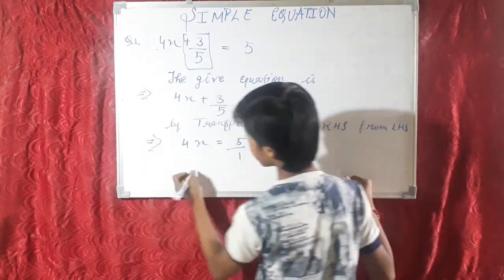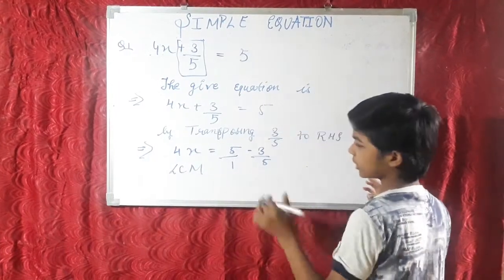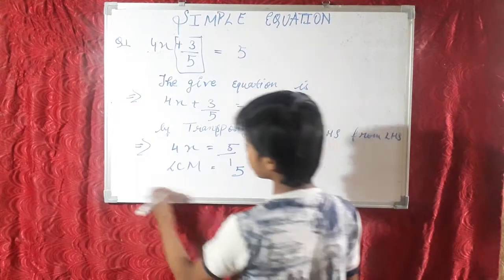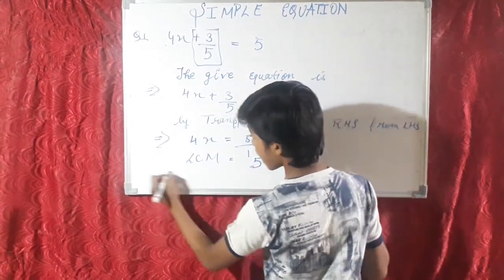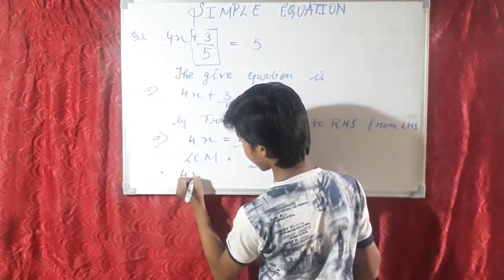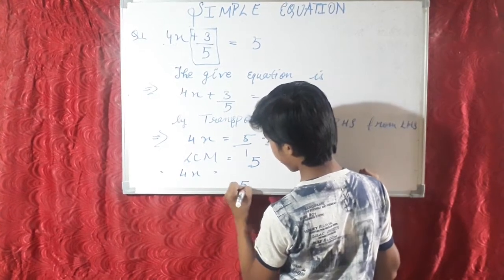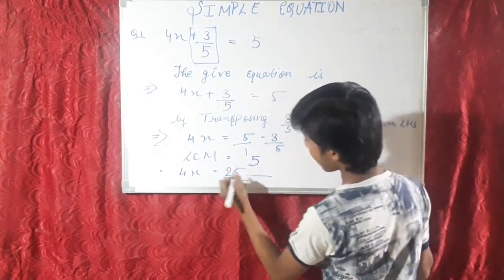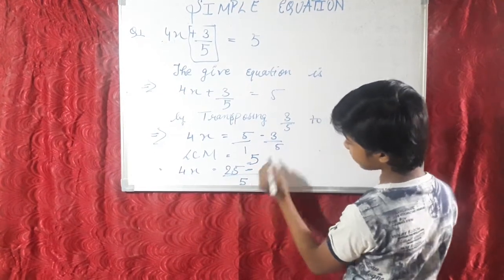And now we have to find the LCM. 5 is your LCM. LCM is equal to 5. We will write 4x is equal to 5. 5 ones are 5 and 5 fives are 25. And now we have to put this minus 10 and 5 ones are 5, 3.